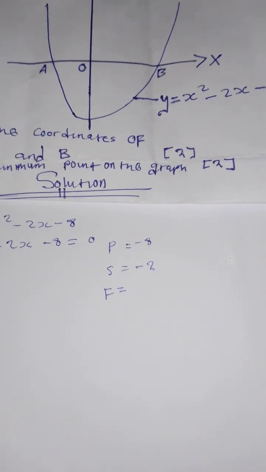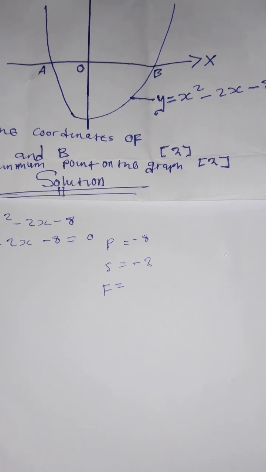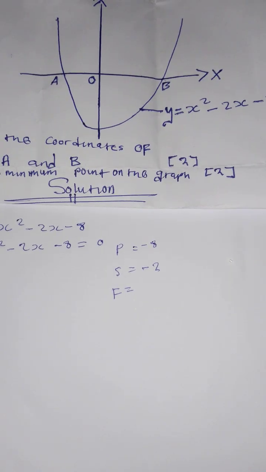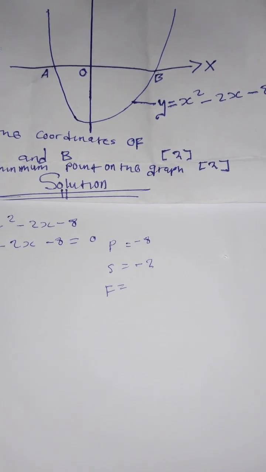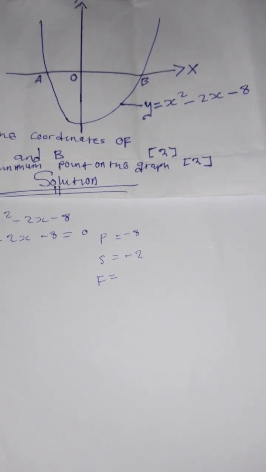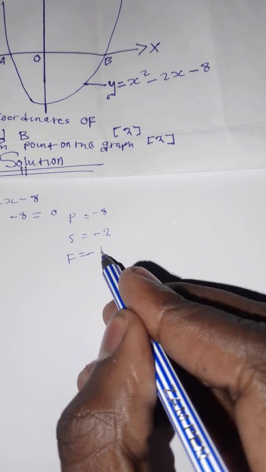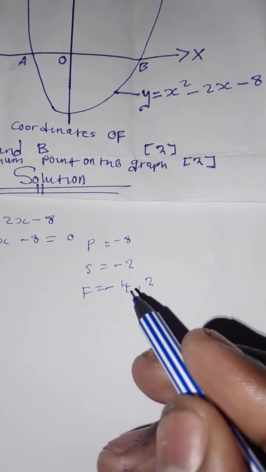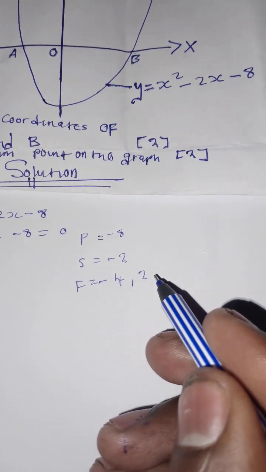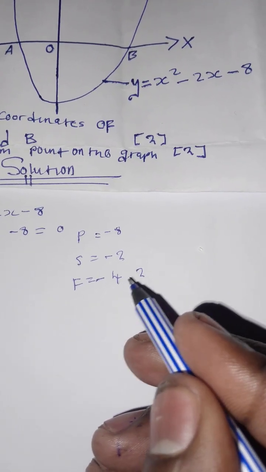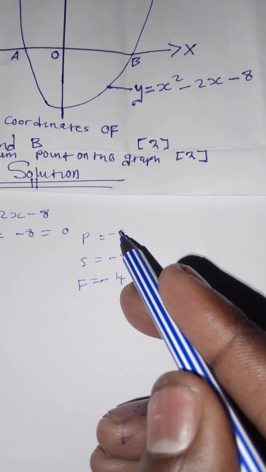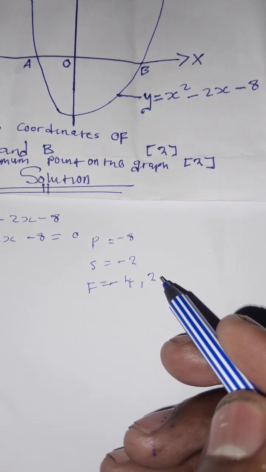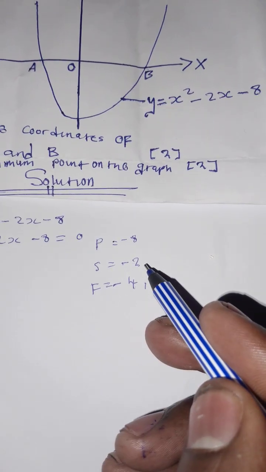Then what about the factors? The factors are two numbers that, when you multiply them, give you the product, and when you add them, give you the sum. So which two numbers? We can say −4 and 2. When you multiply −4 and 2, they give you the product, which is −8. And when you add −4 plus 2, it gives you −2.